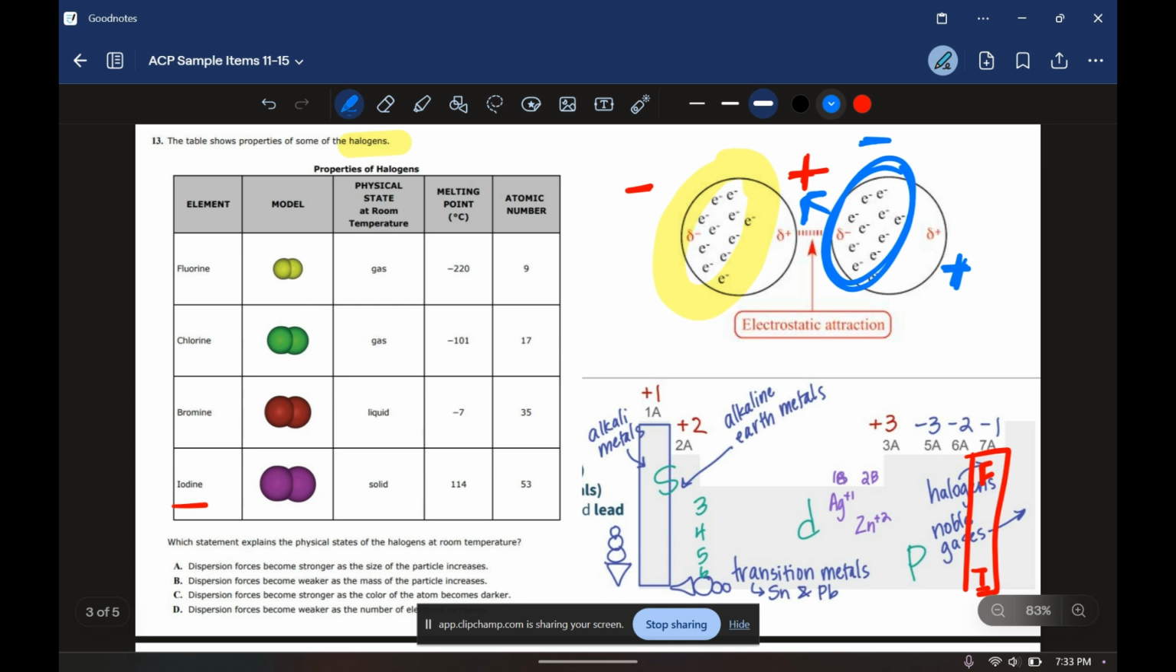So if you go back to your periodic table, we know that as you go down your group, if you drew your frosty over here, your elements are getting bigger. They're getting bigger and they have more electrons. More electrons means more dispersion forces. So the answer to this question is A. Dispersion forces become stronger as the size of the particle increases.